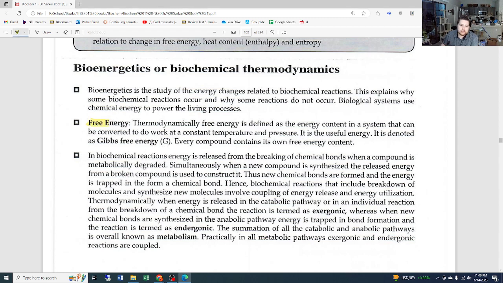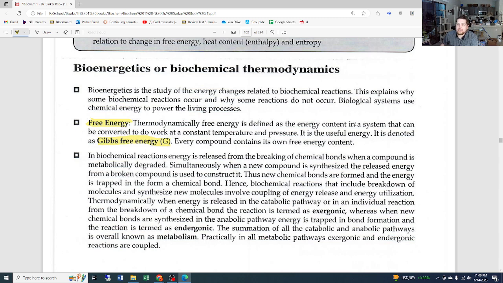Okay, free energy, aka Gibbs free energy. This is a big one that we want to know. Thermodynamically, free energy is defined as the energy content in a system that can be converted to do work at a constant temperature and pressure. Okay, so a couple things we want to break down really quick.